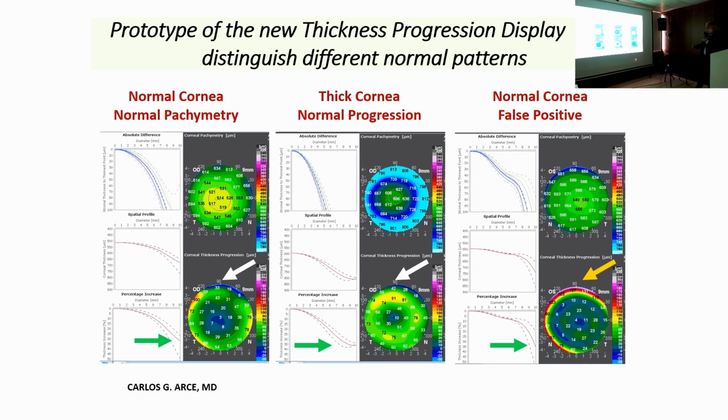And I know very well this cornea. This is my secretary, and she is my guinea pig for everything with the devices. So she has not keratoconus. It's a false positive with this method.